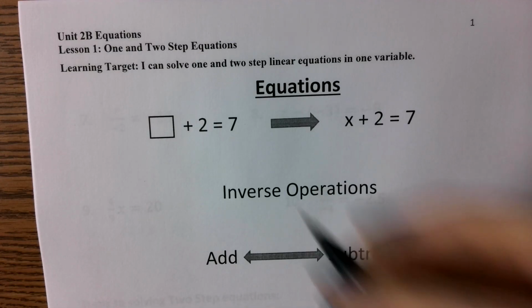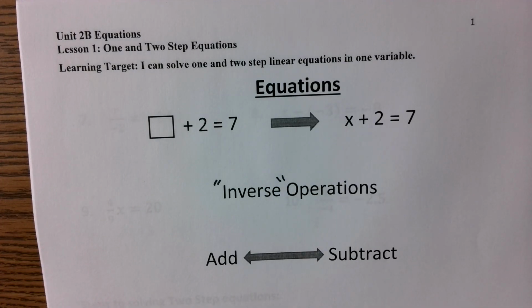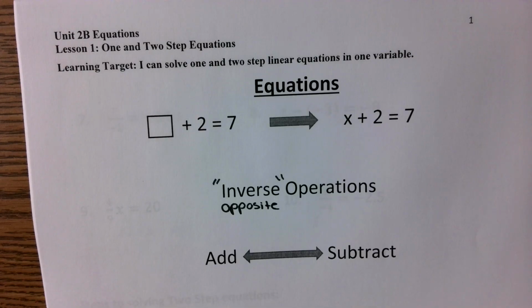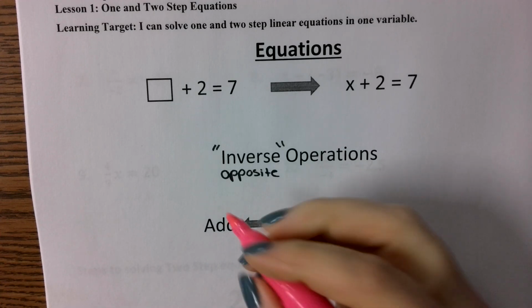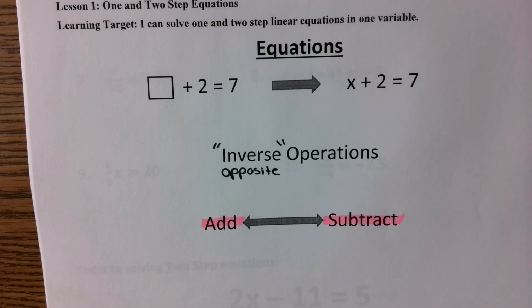So another word for inverse is what? What does inverse mean? It means a reverse or an opposite. It's an opposite operation or a reversed operation. You will always hear it being called the inverse operations, which just means it's the opposite of what you were intentionally doing. So if your equation has an addition operation, then the inverse is going to be a subtraction.